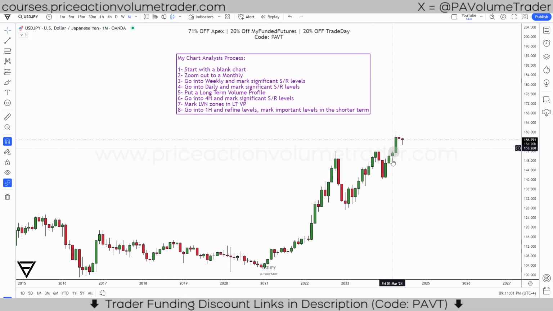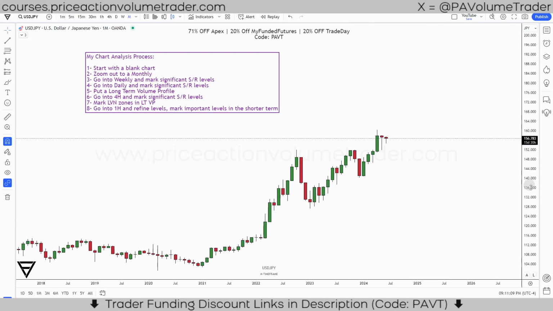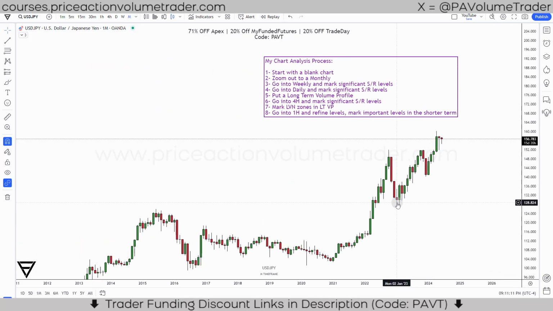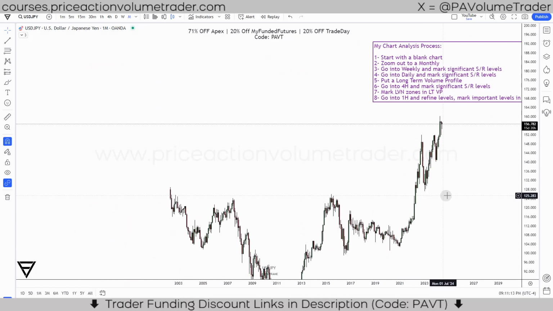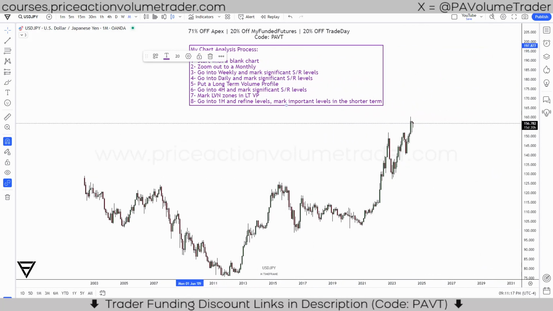Okay, so we're starting with a blank chart in the monthly time frame. I don't really mark anything here, but I just want to check levels. If I zoom out, you can see that we are near all-time high levels, and since we're up on these levels, I don't really care about any of this because we're so far away.